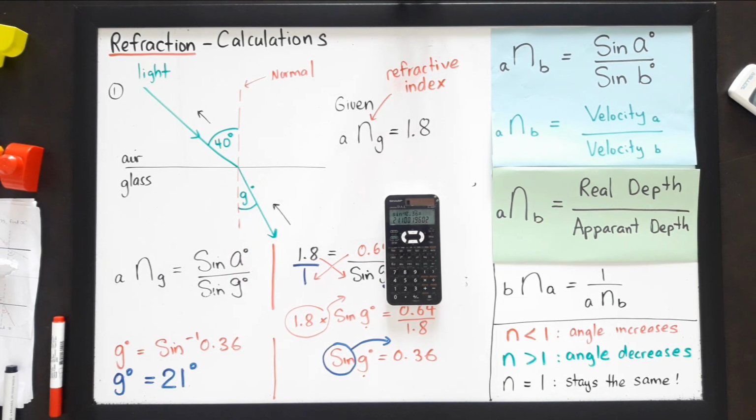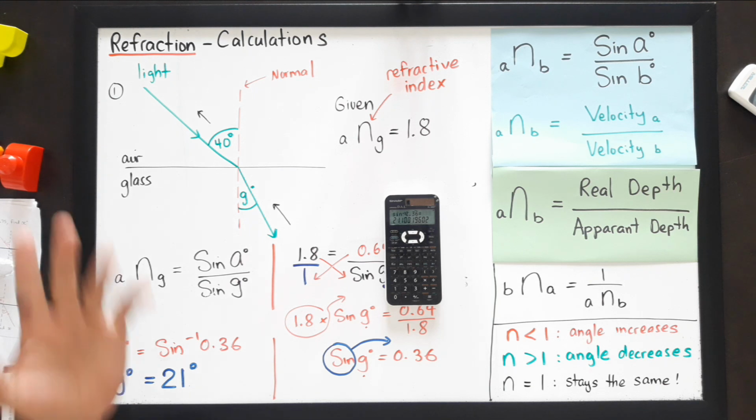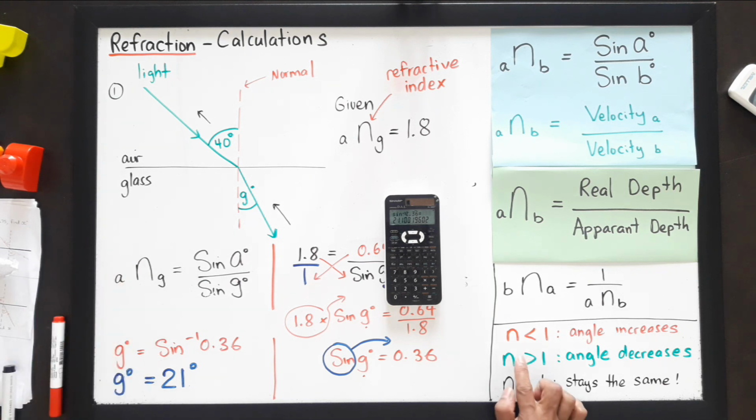Right, so this is the answer the examiner is looking for. Now, there's a way to figure out if you're on the right track, because in the exam, you don't have someone to ask on the spot if you are right or wrong. Anytime your refractive index is less than 1, the angle is supposed to increase. If the refractive index value is more than 1, the angle decreases. If the refractive index is exactly equal to 1, the angle is not supposed to change.